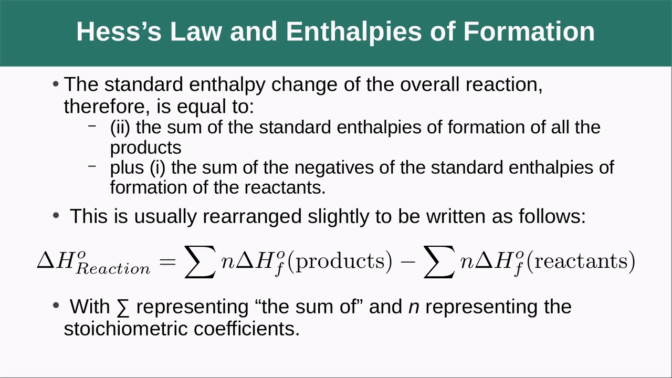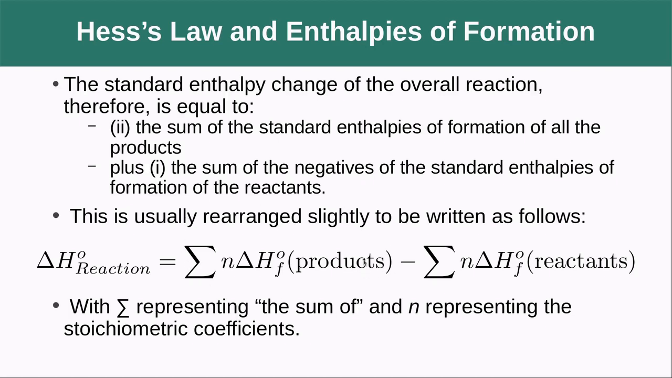Let's take a look at the math, because I think it's actually a little bit easier. Basically what we're going to do here is look up in the table all of the standard enthalpy changes of formation for our products. We're going to multiply each one of those by the stoichiometric coefficients. That's what this n is here. If you're looking at the equation, what are the coefficients in front of that product? Then we're going to sum all of those together.